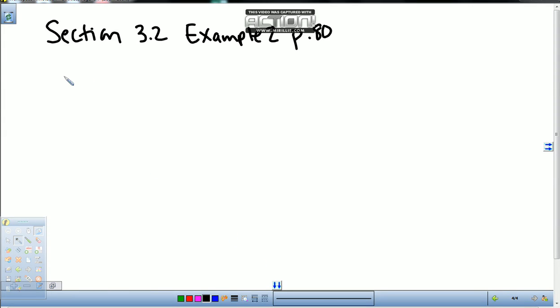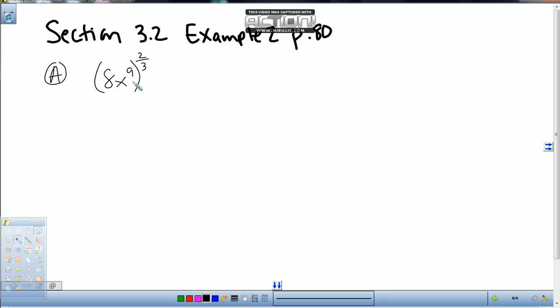This is for section 3.2, example 2 on page 80 in your textbook. Okay, so letter A is 8x to the 9th power, to the 2/3 power. Looking at your foldable chart that you did, look and see which property you recognize.